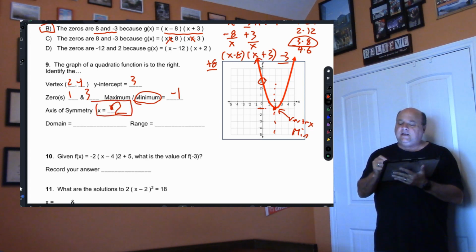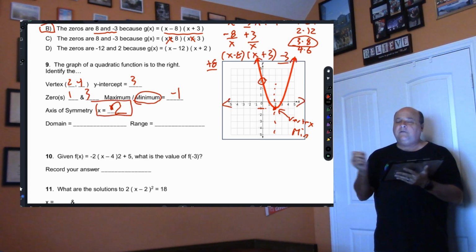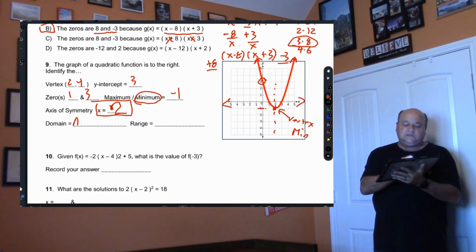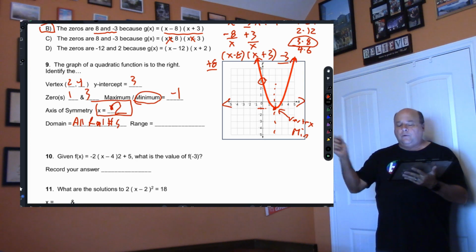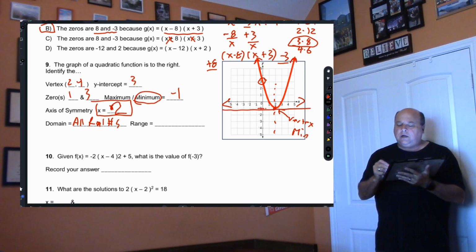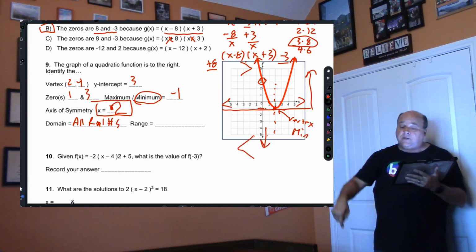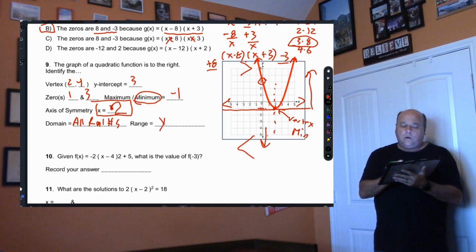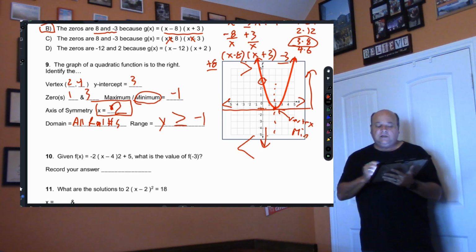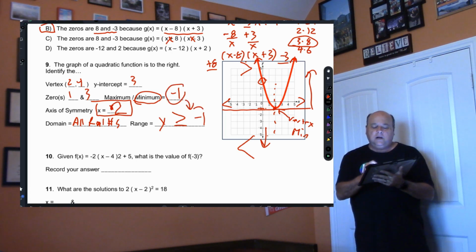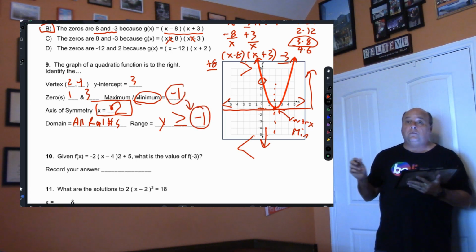The domain, it has arrow tips, goes from the left to the right. So the domain is all real numbers. And the range is going to go from here up. Remember, if you go up, you're going to use greater than. If you go down, you use less than. Go up, the numbers get bigger. Go down, the numbers get smaller. It's going to be y greater than or equal to -1, which is my minimum, right? Your minimum or max is used in your range.